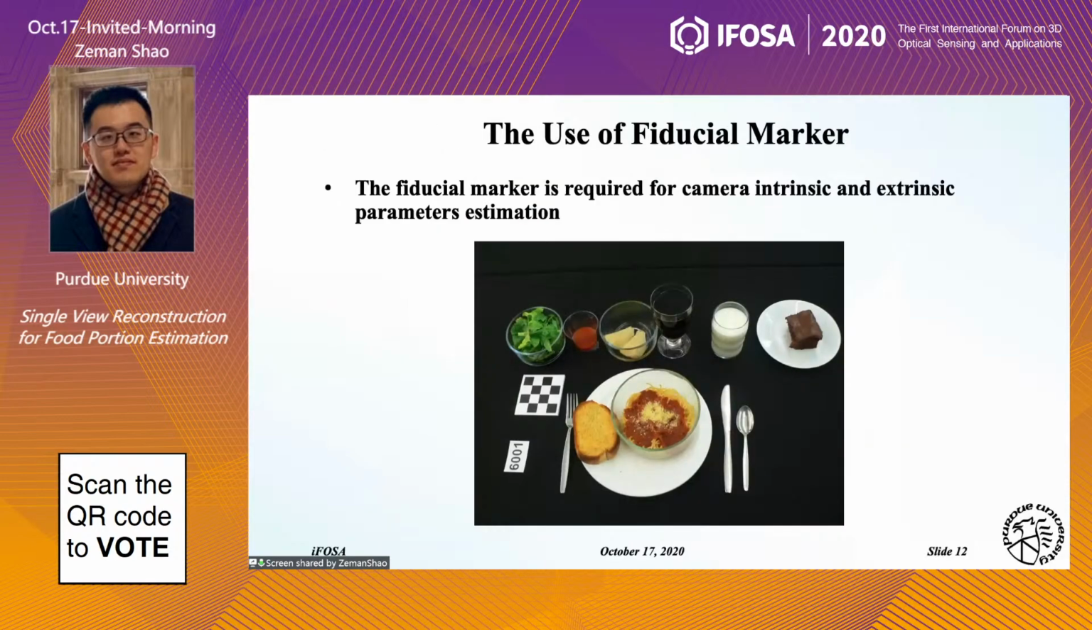We use a black and white checkerboard as our feature marker. The checkerboard is required to be placed in the scene to estimate the camera intrinsic and extrinsic parameters. Furthermore, the fiducial marker can also serve as a size reference for objects included in the scene.